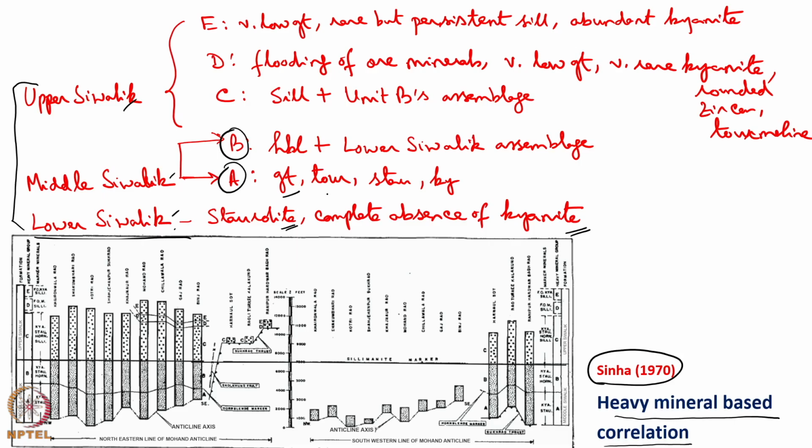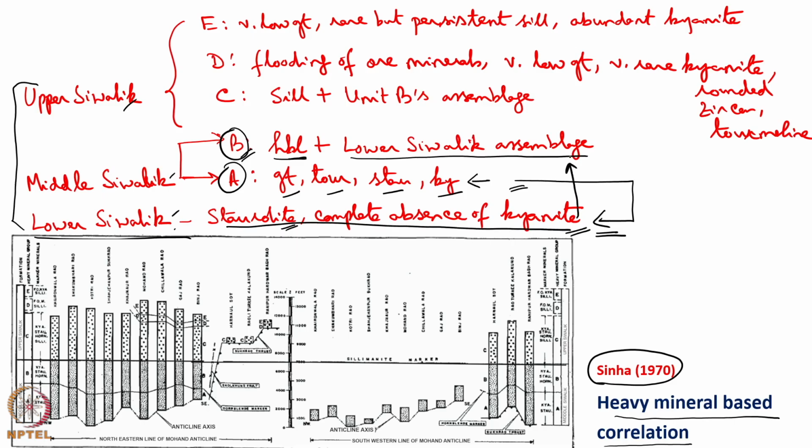A consists of garnet, tourmaline, staurolite and kyanite. So, kyanite is found in the middle Shivalik, and one distinction between the lower Shivalik and middle Shivalik is that while in the lower Shivalik kyanite is absent, in middle Shivalik kyanite is typically present. Now we go to the upper unit of the middle Shivalik, that is unit B. Here we get hornblende and the lower Shivalik assemblage. That means this assemblage comes back over there.